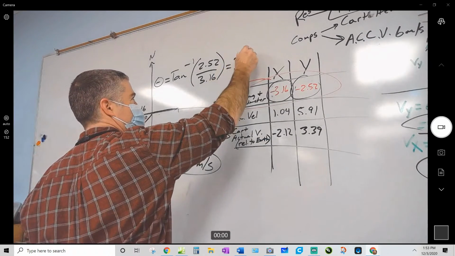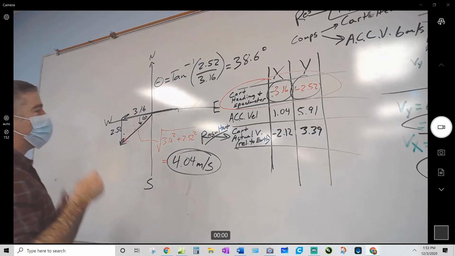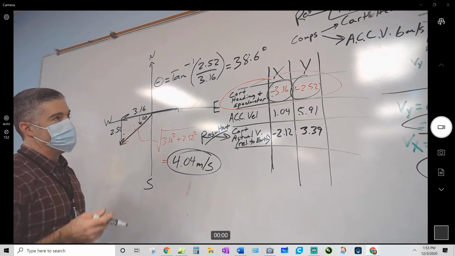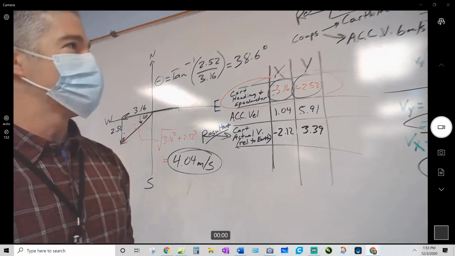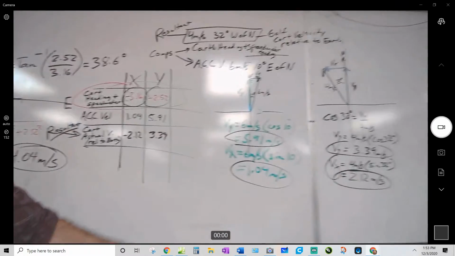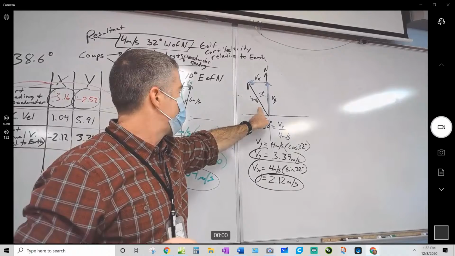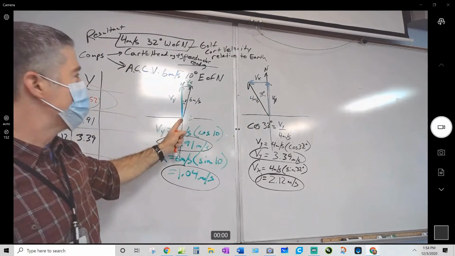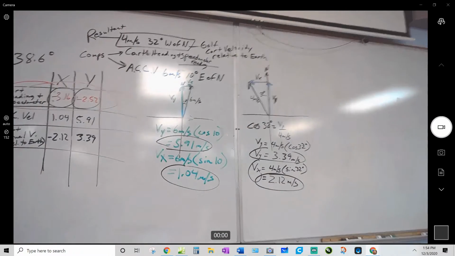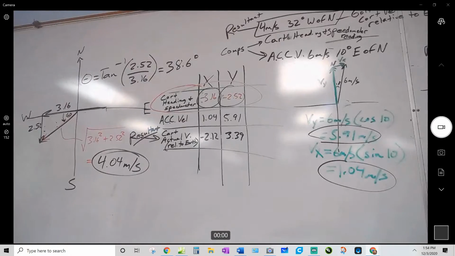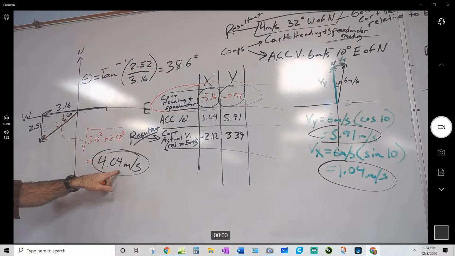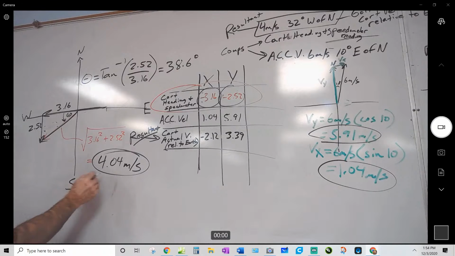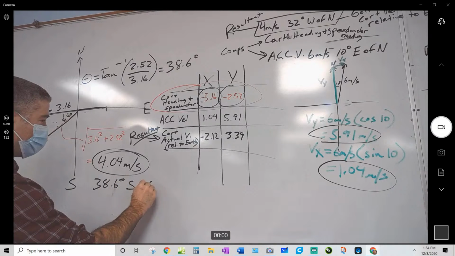Can somebody check that? So the final answer to this question is, if you are in a golf cart and you want to go in this direction at that speed, and you're on an aircraft carrier that's moving in this direction at that speed, what you have to do is point your golf cart in this direction according to your compass and keep the speedometer on that. So we write the final answer, 38.6 degrees south of west.